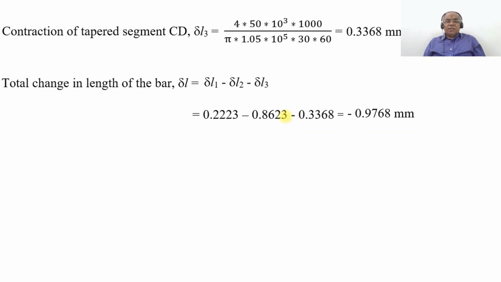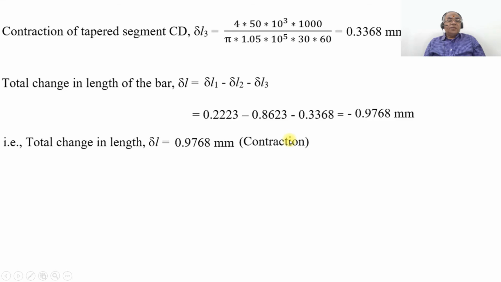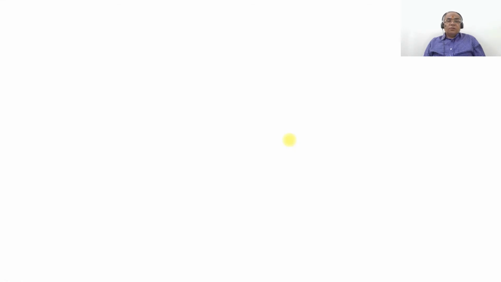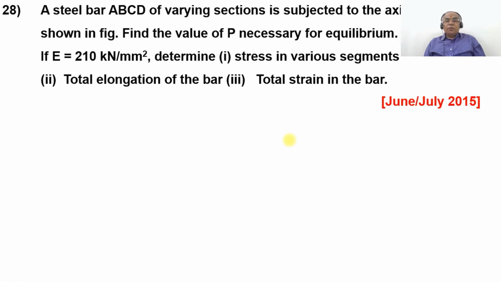Therefore, the total change in the length of the bar will be equal to 0.9768. Since you have a negative value, therefore it is in contraction. So this is how we will be able to solve this problem. Now we are going to take up one more problem, which is problem number 28.